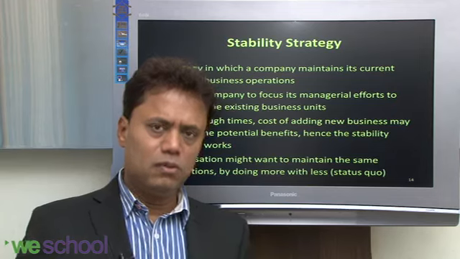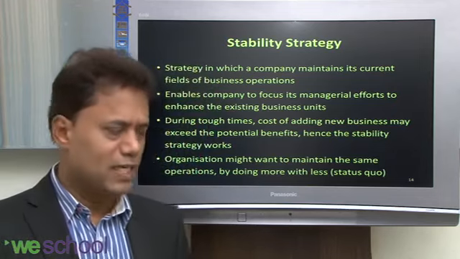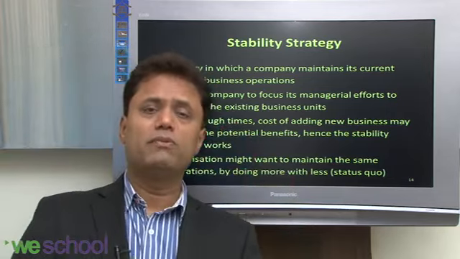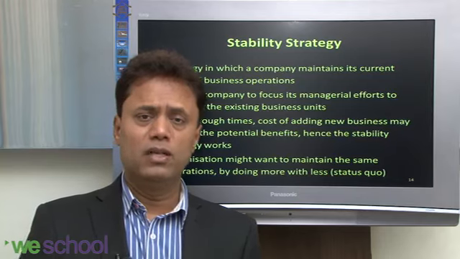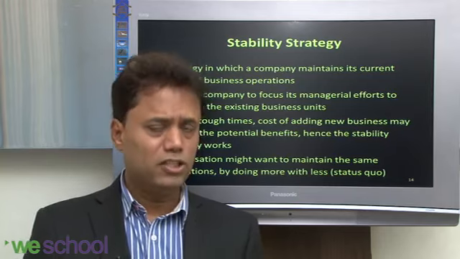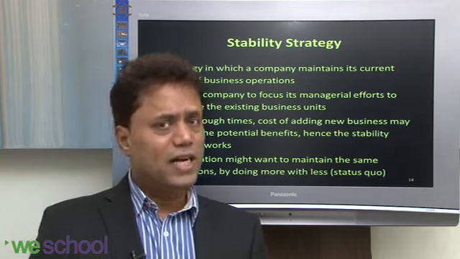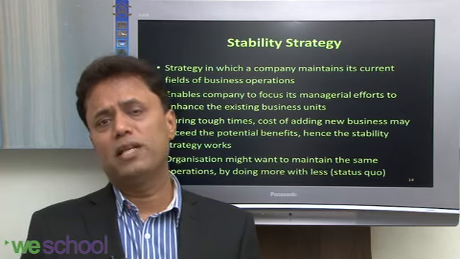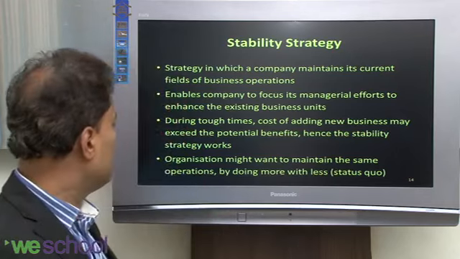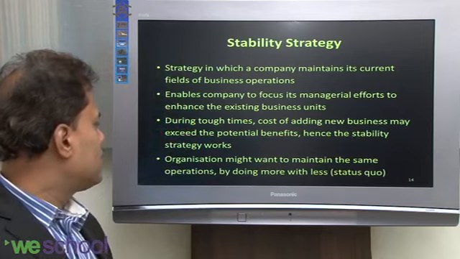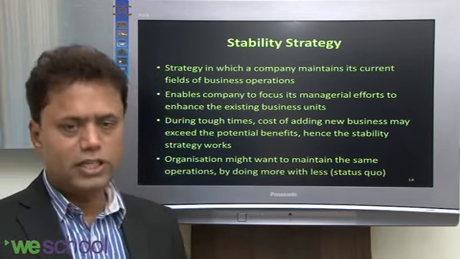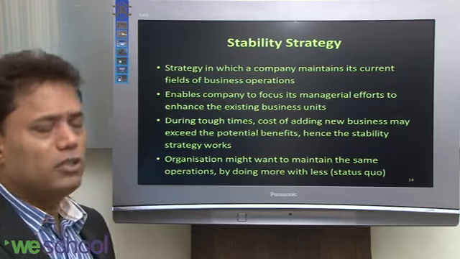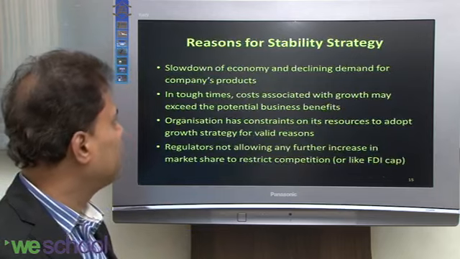And then after 2 years, let's review the strategy. It is not that you will have a stability strategy throughout. It's not the case that my company will always pursue a stability strategy. The strategy keeps changing, every year, every 2 years, every 3 years, depending on which part of the economic life cycle you are in. An organization might want to maintain the same operations by doing more with less, so status quo. Thereby they are creating efficiency and are able to improve profitability, growth and profitability.